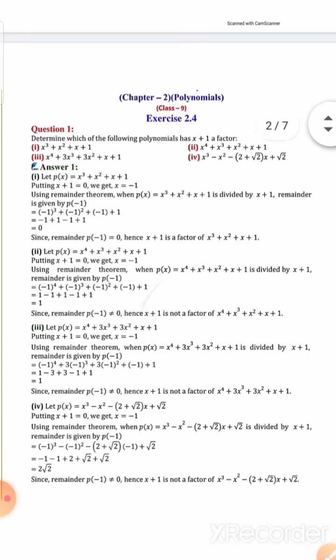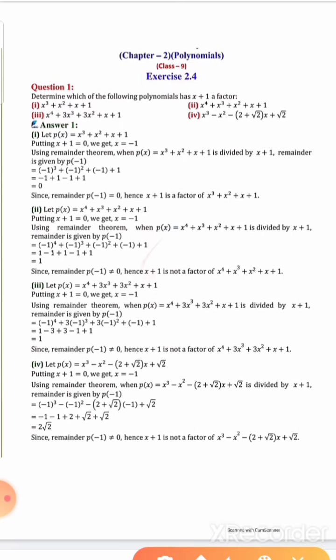Our exercise 2.4, question number 1. Determine which of the following polynomials has x plus 1 as a factor. We have to find whether x plus 1 is a factor of the polynomial given in the question. We have been given 4 questions, and we have to determine for the linear polynomial x plus 1 whether it is a factor of the different polynomials.